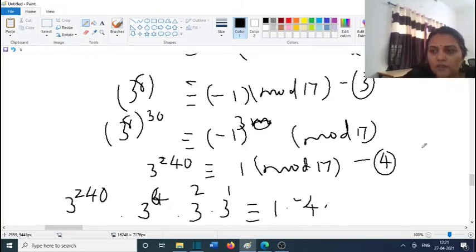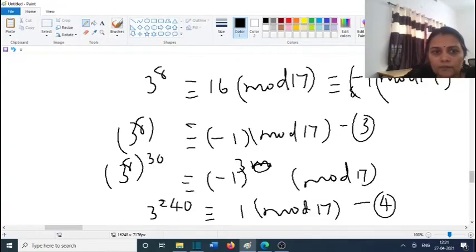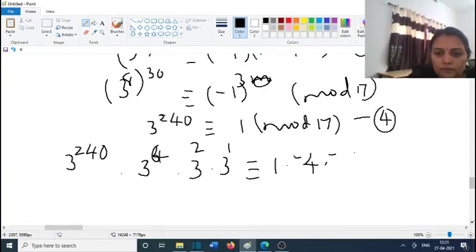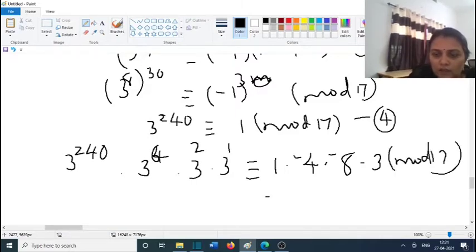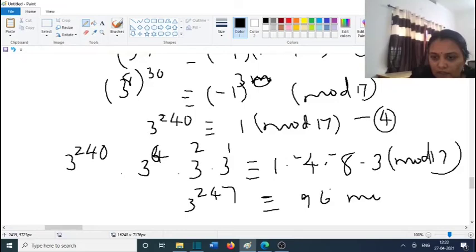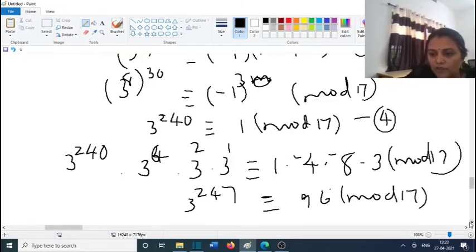3 square is minus 8. 3 raised to 1 is 3 mod 17, which is equal to 32 into 3. Here 3 raised to 247 is congruent to 32 into 3, which is 96 mod 17. Now we have to subtract the multiples of 17.